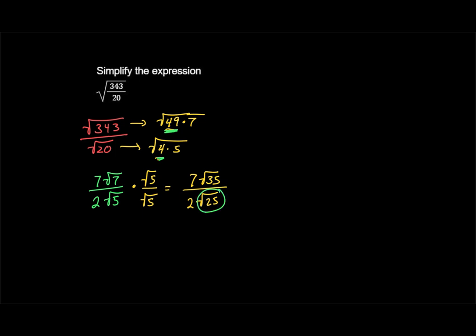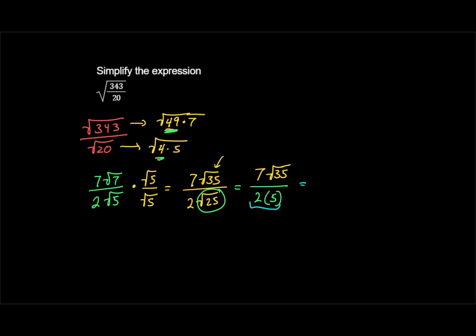Square root of 25 is a perfect square, and it should be. If it's not, something is wrong. Square root of 25 is just 5. On top, sometimes this radical can be simplified, sometimes it can't. In this case, the square root of 35 is not a perfect square, and there are no perfect squares that go into 35 except for one, so we can't break down that radical. So 7 square roots of 35 will stay the same.